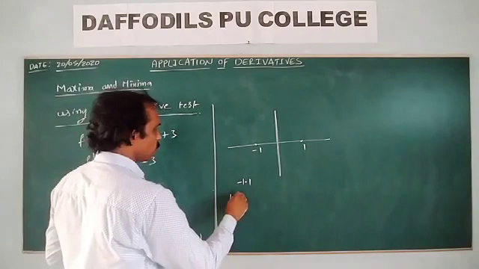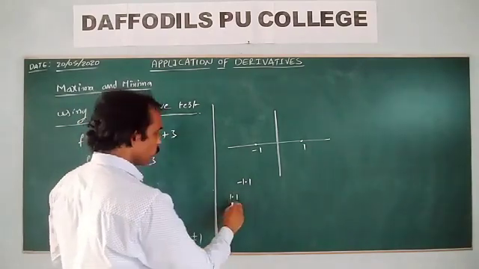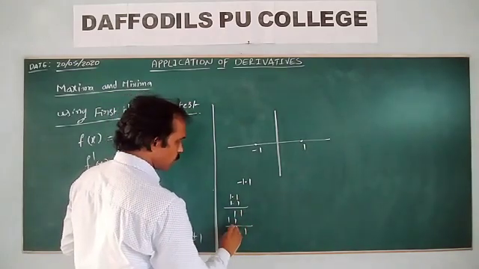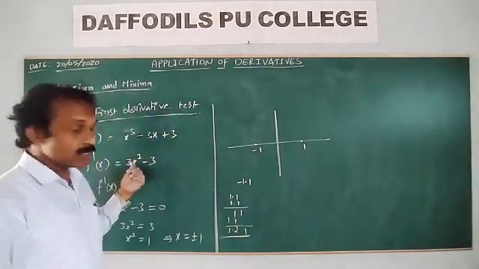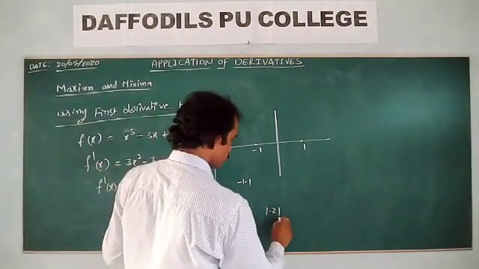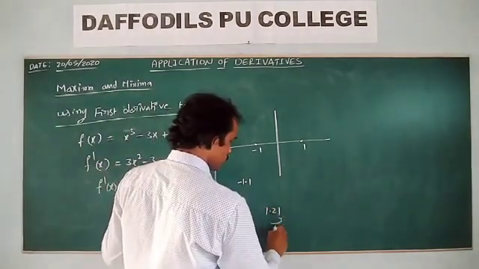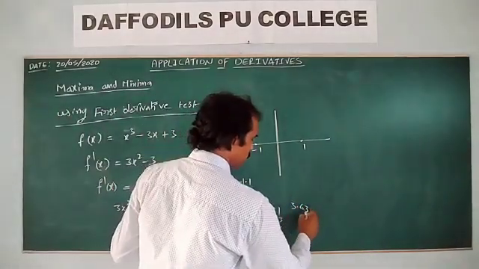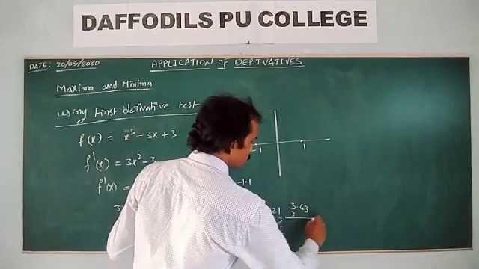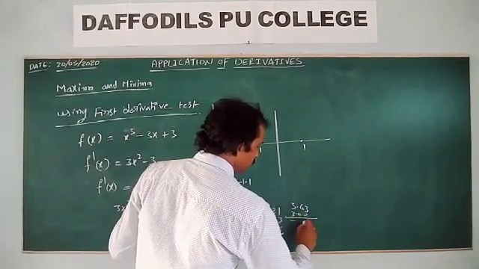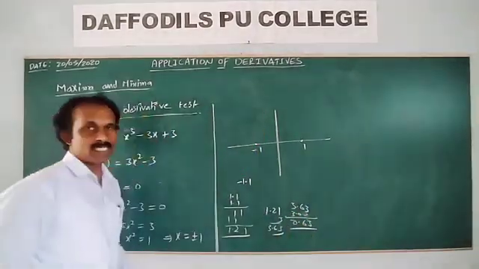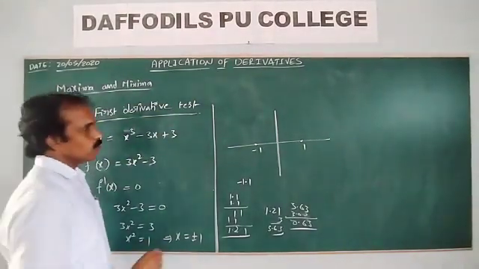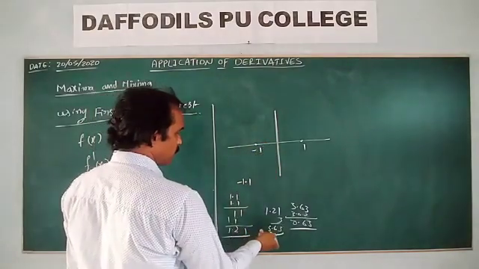Minus 1.1 means 1.1 whole square. 1.1 whole square is 1.21. So 1.21 into 3 is 3.63. 3.63 minus 3 is 0.63. This is a positive value.